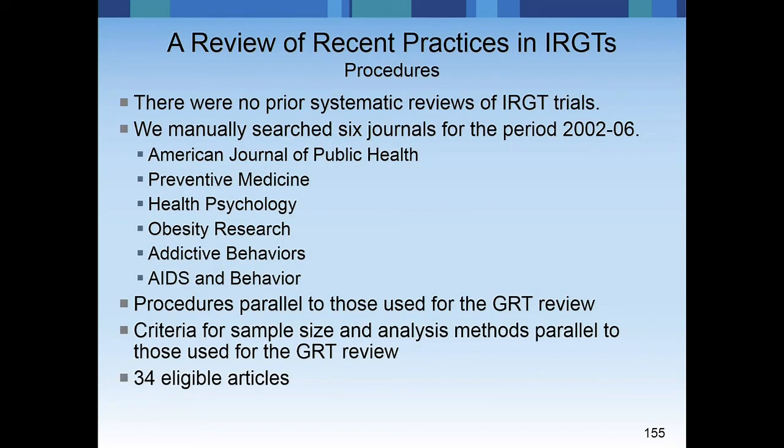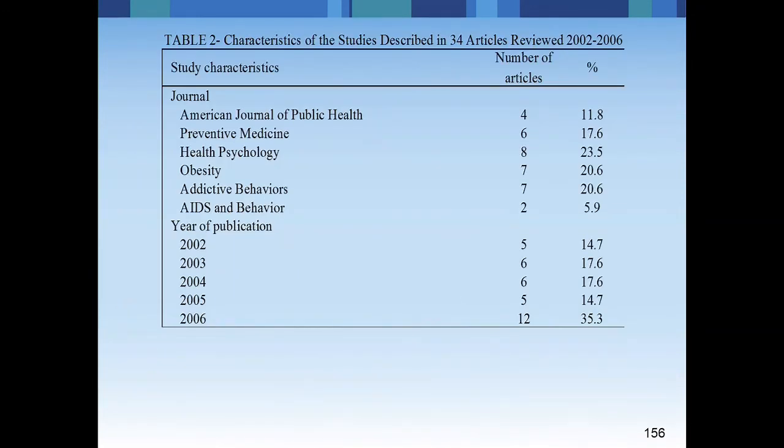There had been no systematic reviews of individually randomized group treatment trials in 2008 when we published that paper. So we searched 6 journals looking at articles that were published between 2002 and 2006. The 6 journals are listed here. We used procedures that were very similar to the ones that we used in our review of group randomized trials that I just described. The criteria for sample size and analysis methods are parallel to those that are used for group randomized trials. We found 34 eligible articles.